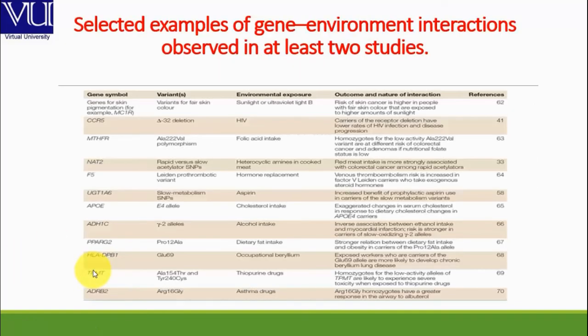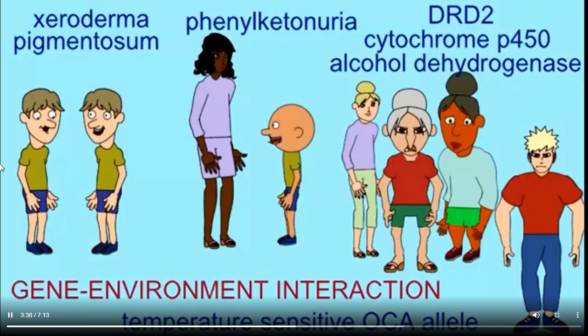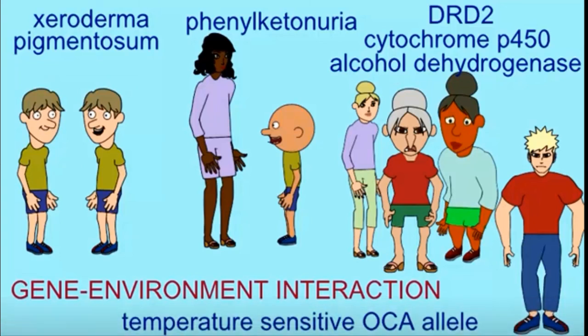Here are some more examples of gene-environment interaction. I have xeroderma pigmentosum, which sometimes leads to cancer. Knowing this, I avoid sunlight because I can't protect myself from mutations from UV light. And because I avoid sunlight, I have helped to prevent cancer from developing.